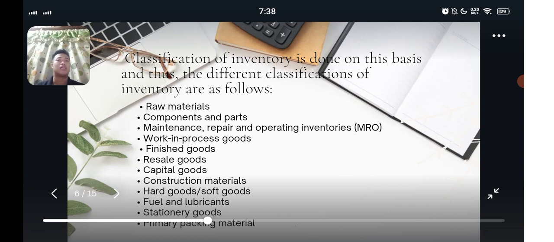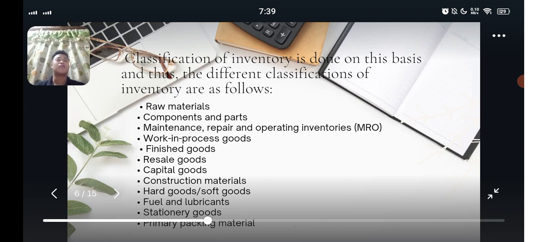So the next one is hard goods or soft goods. Each has different characteristics based on the sectors. For instance, in the context of data processing, hard goods refers to equipment like computers and terminals, whereas soft goods refers to software and data storage media and similar. So that's all for hard goods and soft goods.